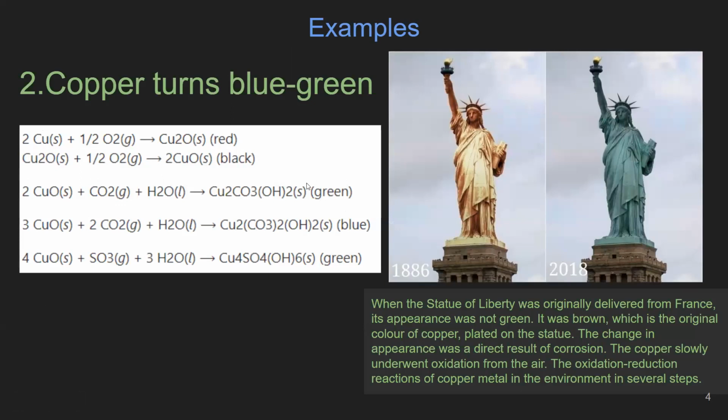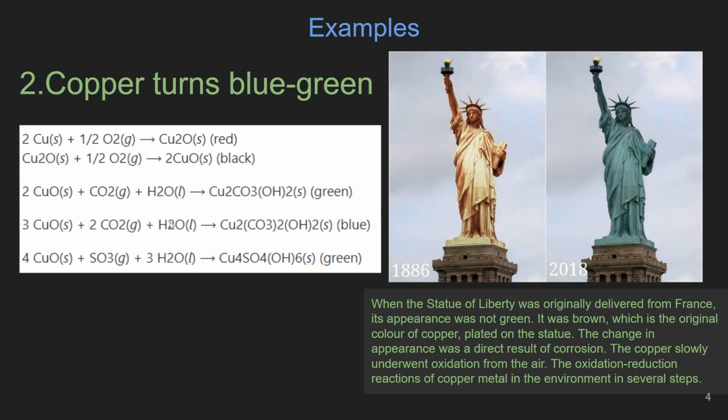Let's first see how this blue-green color is formed. The color of copper is brown or copper color. You know the copper color. This copper in the presence of oxygen gives red colored copper 1 oxide. This red copper 1 oxide in the presence of excess oxygen gives black copper 2 oxide. Black copper 2 oxide, carbon dioxide present in air and moisture all react to give a green colored compound, that is Cu2(CO3)(OH)2.